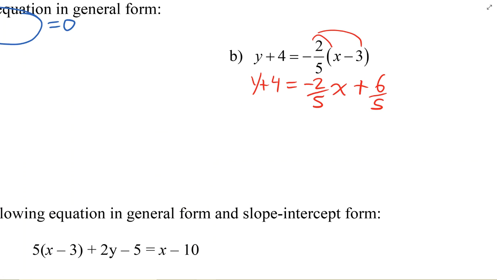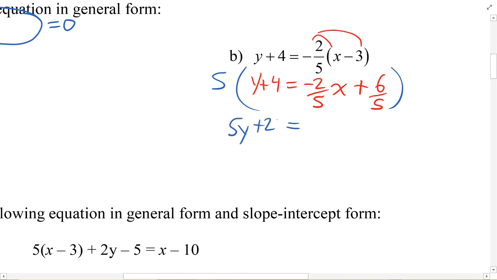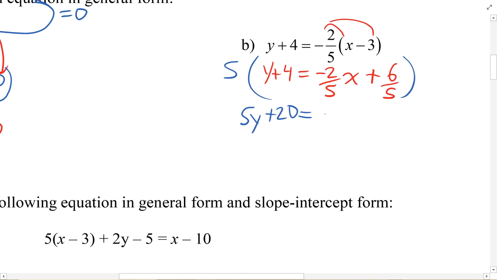So let's multiply by what? 5. Okay, so the equal sign should line up below. What do we get on the left side? 5y plus 20. What do we get on the right side? -2x plus 6. Ha! No fraction work to do. You're welcome. Okay, move the x term over.